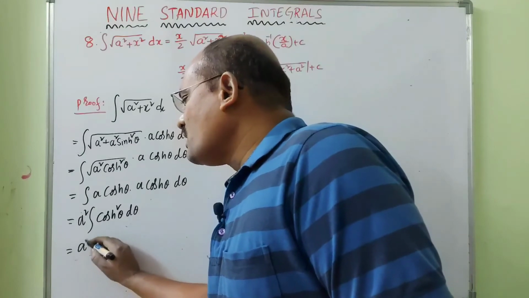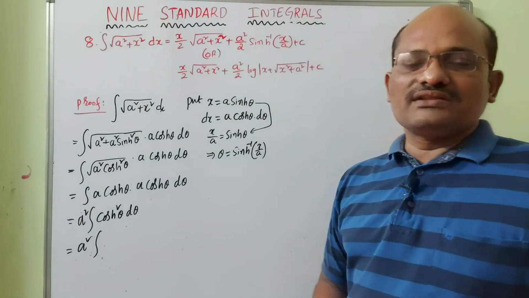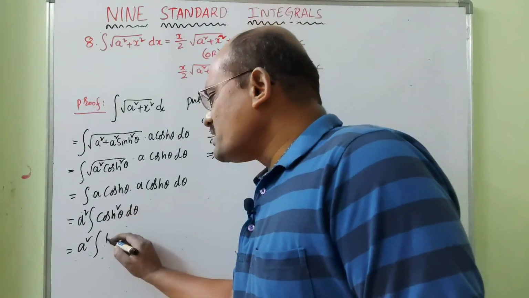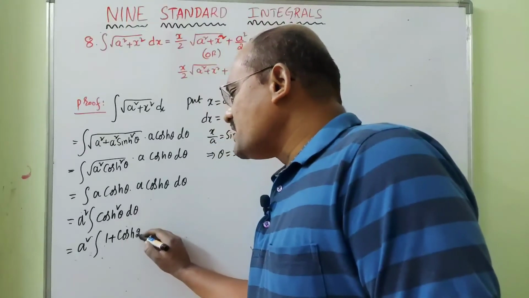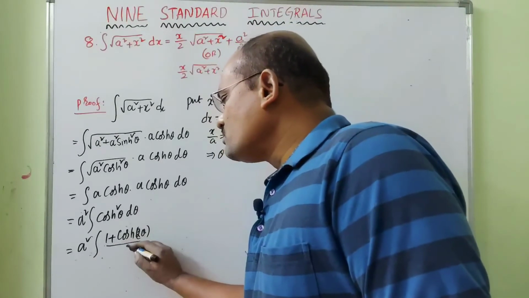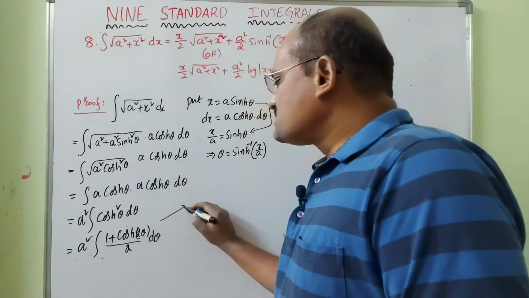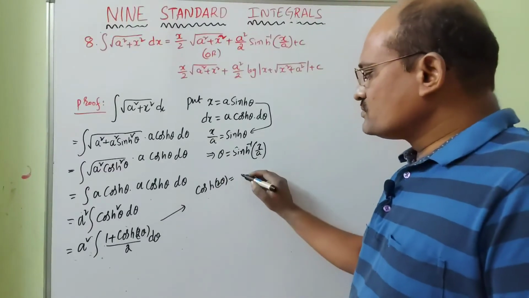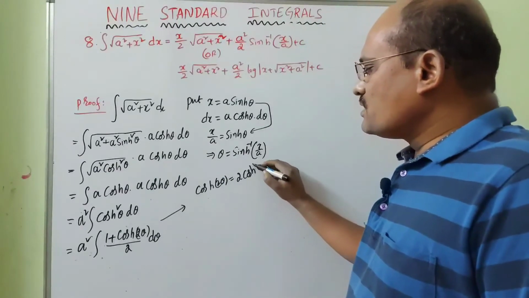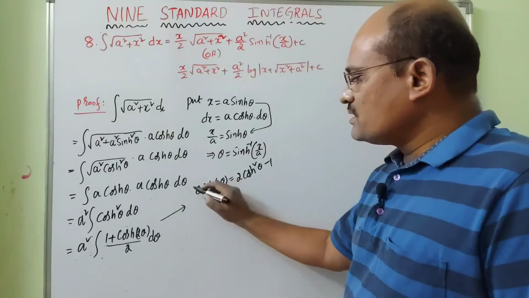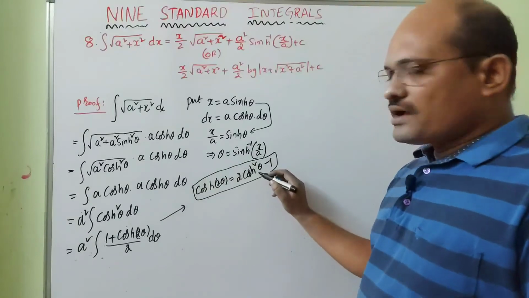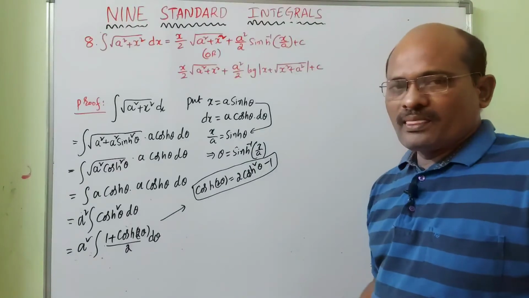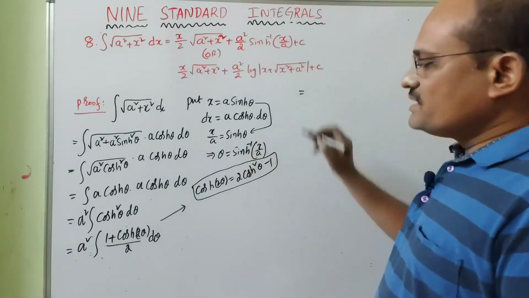We don't have a direct formula to integrate cosh square theta, so use the hyperbolic functions formula. Cosh square theta can be written as (1 plus cosh of 2 theta) by 2 d theta. How did we get this result? Cosh of 2 theta is equal to 2 cosh square theta minus 1. By this result, I obtained cosh square theta as (1 plus cosh 2 theta) by 2. Now we can go for integration.